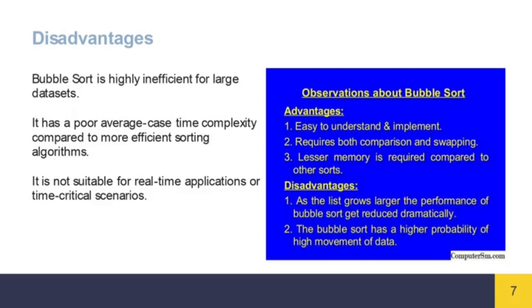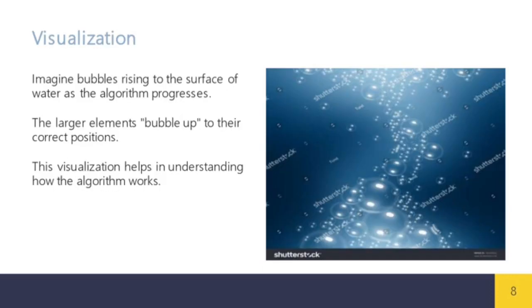Disadvantages of bubble sort are that it is highly inefficient for large databases. It has poor average case time complexity compared to more efficient sorting algorithms. It is not suitable for real time applications or time critical visualizations.